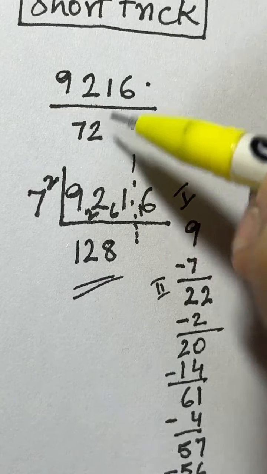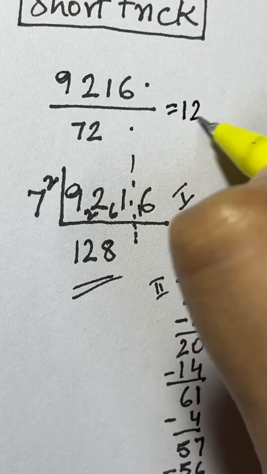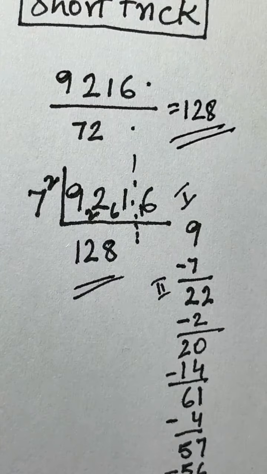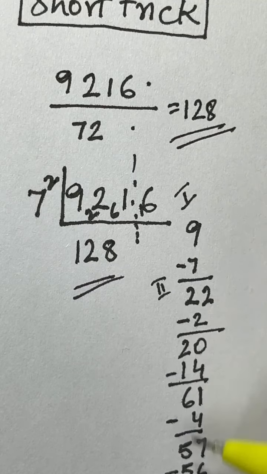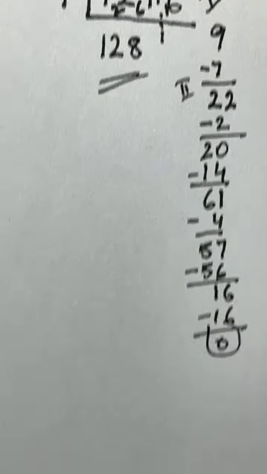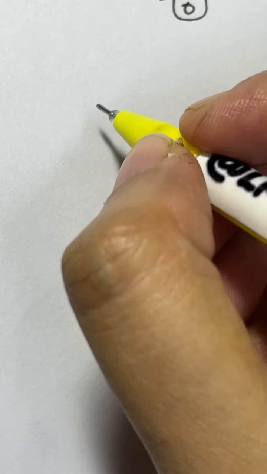9,216 divided by 72 gives you 128. Done. All these things with practice you can do it mentally in your mind. Okay, let me show you one more example on this. Now we are going to do it super quickly in our mind. You just have to remember the second step, that you have to multiply the quotient with the divisor.